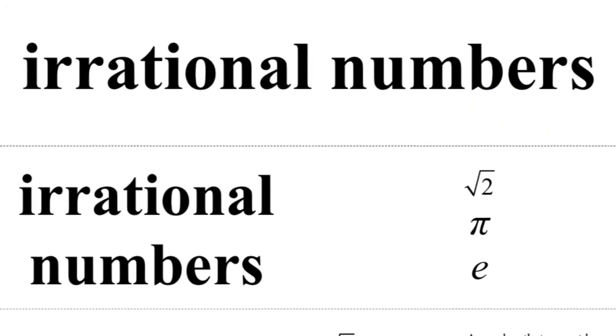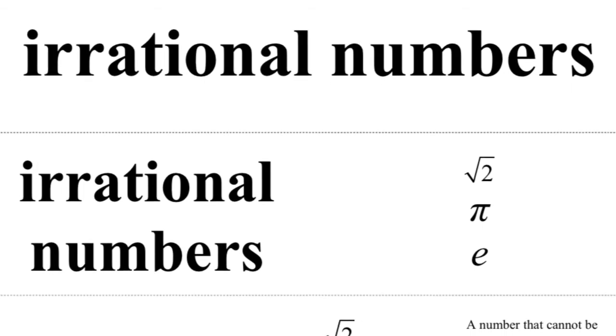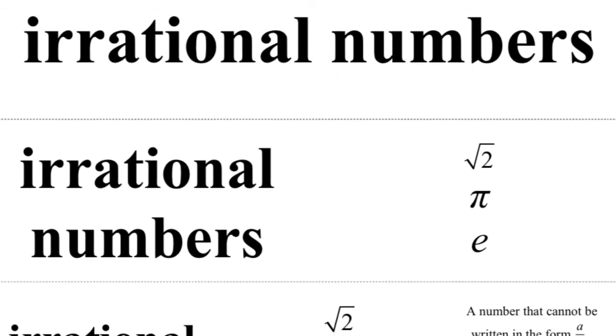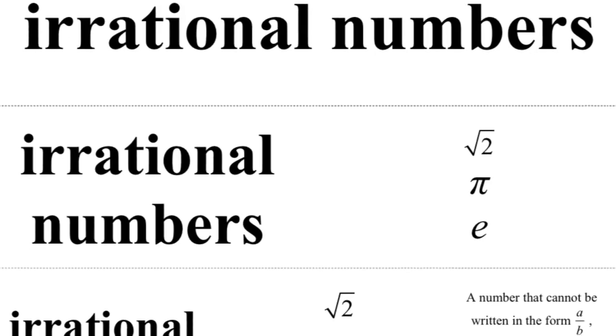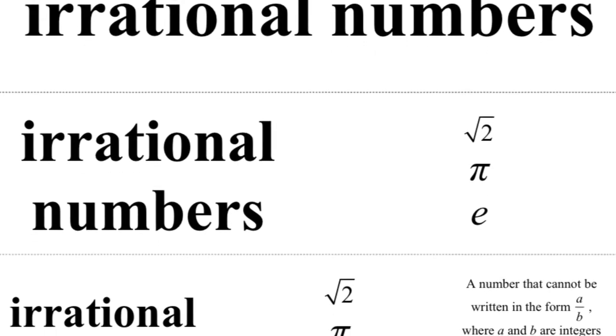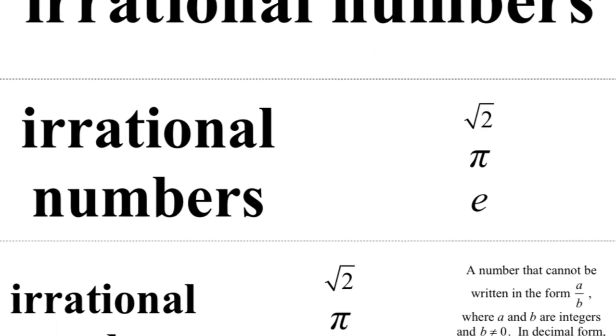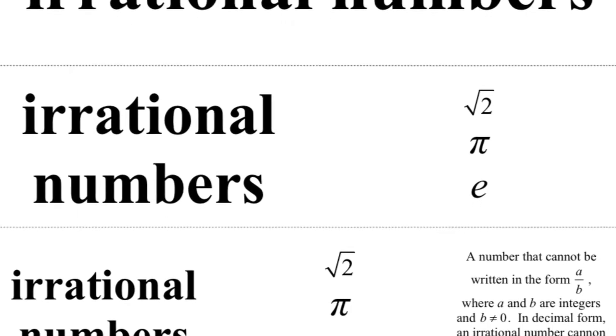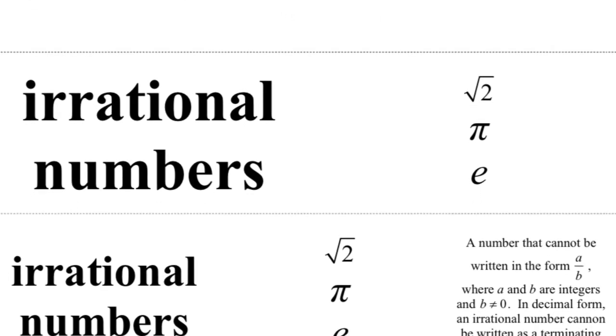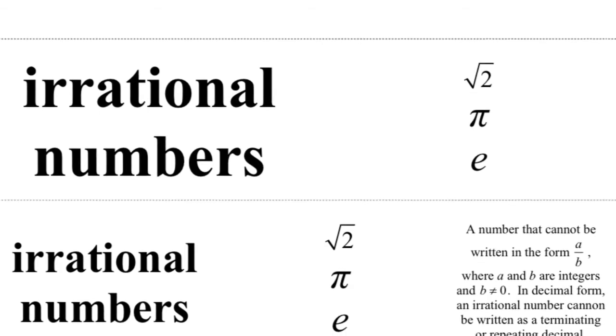An irrational number is a number that cannot be turned into a fraction. So those numbers usually go on forever. They don't have a pattern. They're a non-terminating decimal. So typical irrational numbers are pi, or the square root of a non-perfect square.